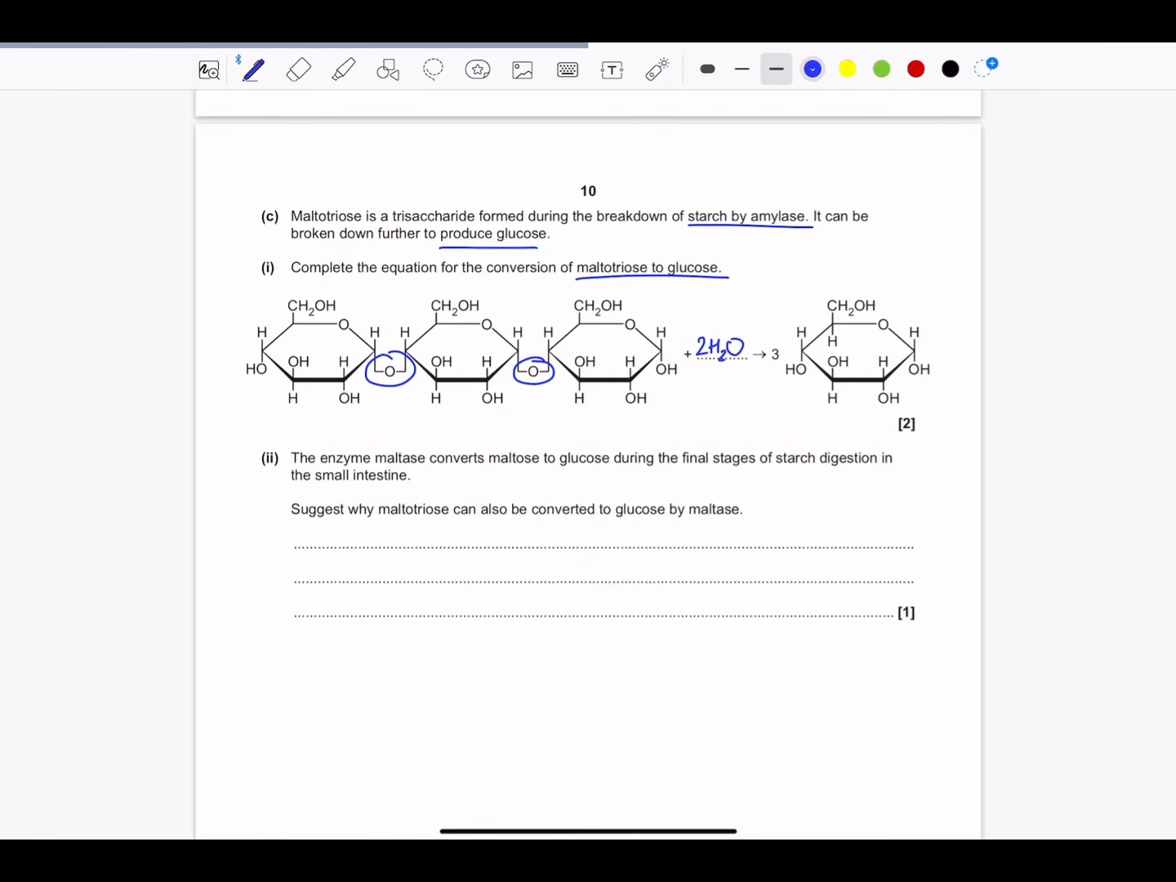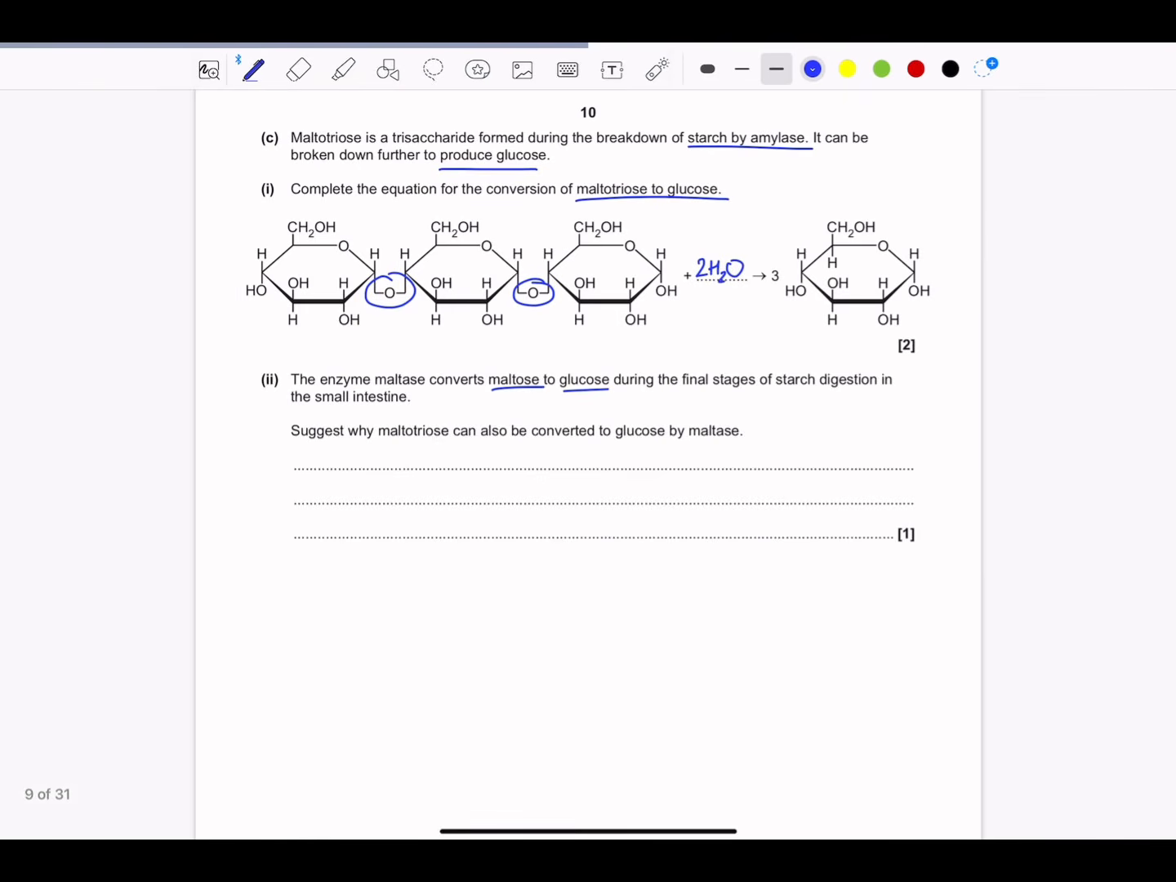The enzyme maltase converts maltose to glucose during the final stages of starch digestion in the small intestine. So just why maltotriose can be converted to glucose by maltase. So maltase works specifically on maltose, but it can also work on this substrate, which should tell you that both substrates are complementary to maltase's active site.